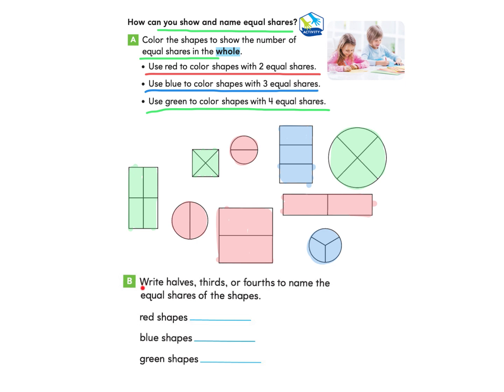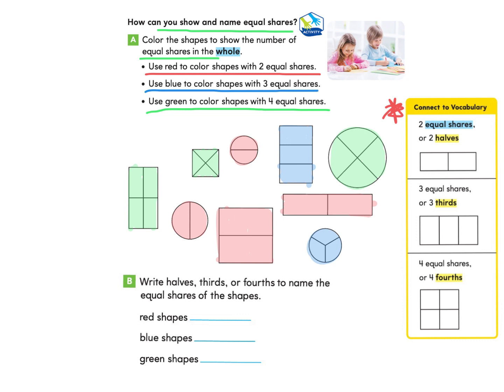Part B asks us to write the words halves, thirds, or fourths to name the equal shares of the shapes. As a review and reminder, I have posted the connective vocabulary to show that 2 shares is also called 2 halves, 3 shares is also called thirds, and 4 equal shares is also called fourths. Okay, let's take a look at the red shapes. All of the red shapes have 2 equal shares. So we can call that halves. Let's write that in here.